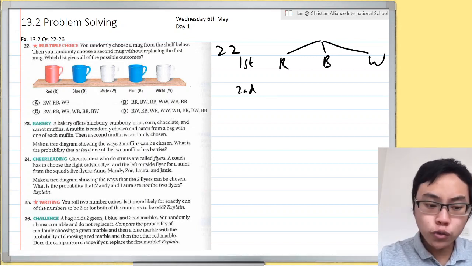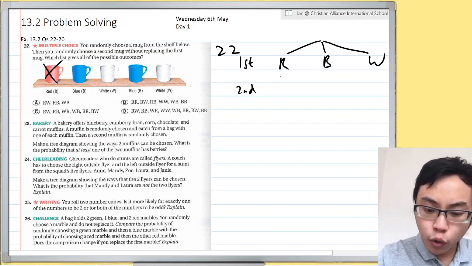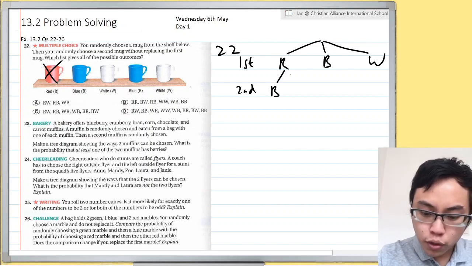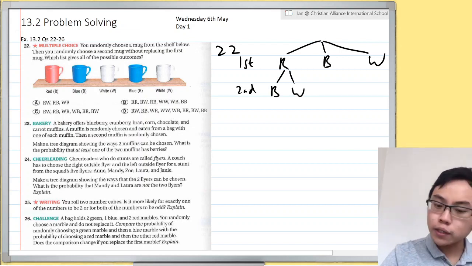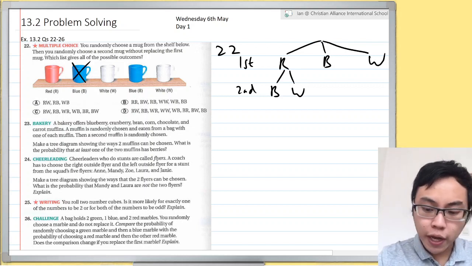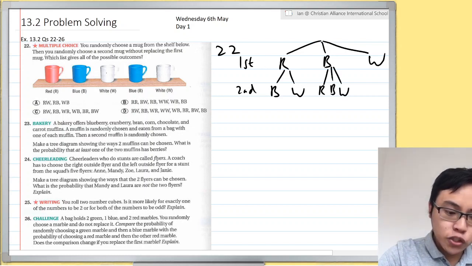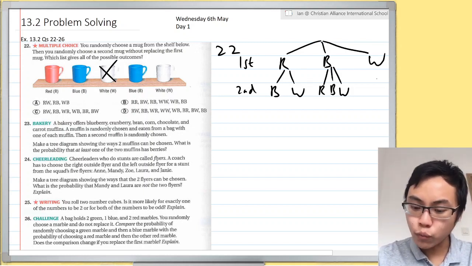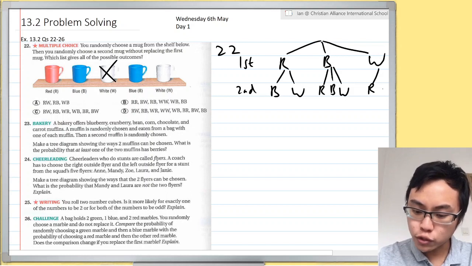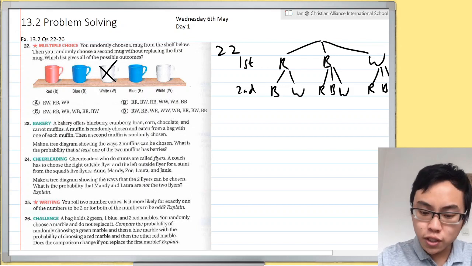And then if I chose the red mug the first time, that means there's no more red mugs, which means that I can only choose a blue or a white mug after that. And then if I chose a blue mug, I still have 3 different choices. I can still choose red or blue or white. Same as the white one. If I chose a white one the first time, I still have a red one, 2 blue ones, and a white one, which means that I have all 3 choices, red, blue, or white.